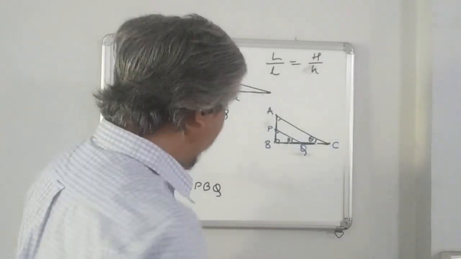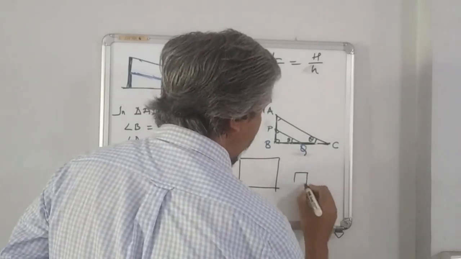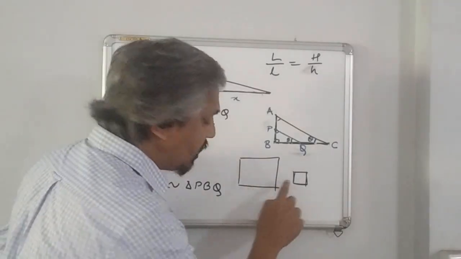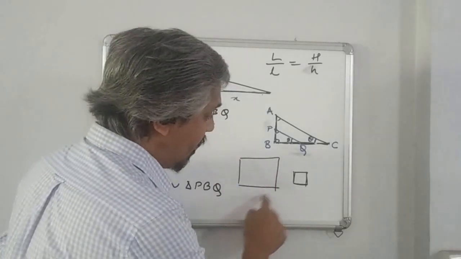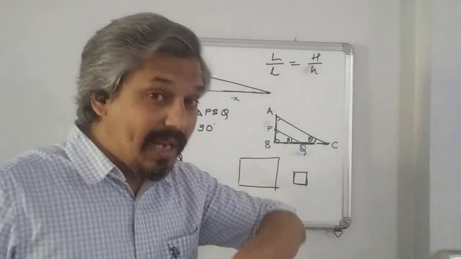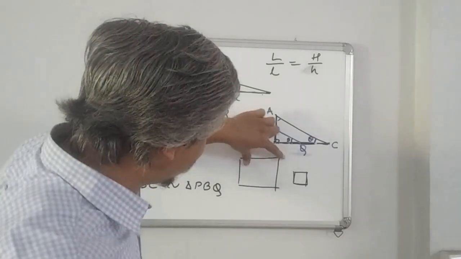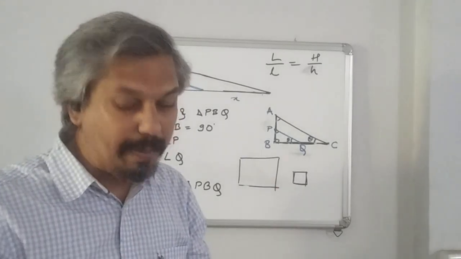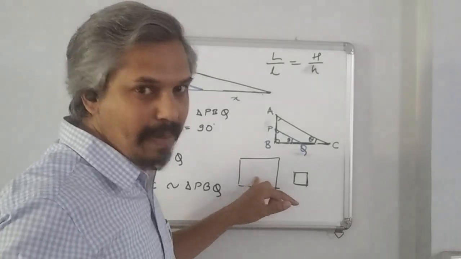Now we can recollect this. If this is a square and this is also a square, all sides equal and all angles 90 degrees, then we say that these two things are similar in shape. But they are not similar in size, because the size of this and this is different. The size is different, but the shape is the same. So they are similar in shape, but not in size.